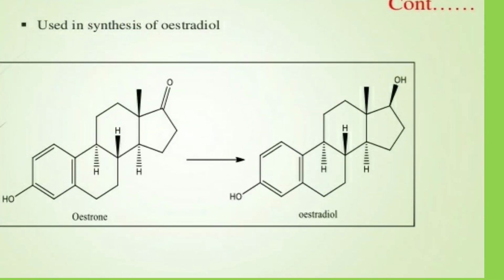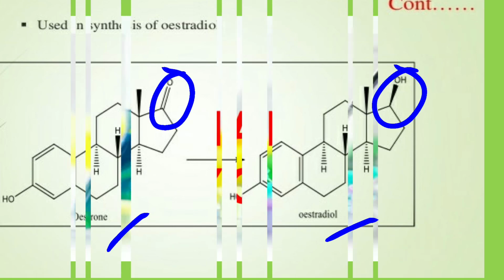Here is another use. This is used in the synthesis of estradiol. This is estrone, and it gets converted to estradiol. That means this ketone gets converted to the alcohol.